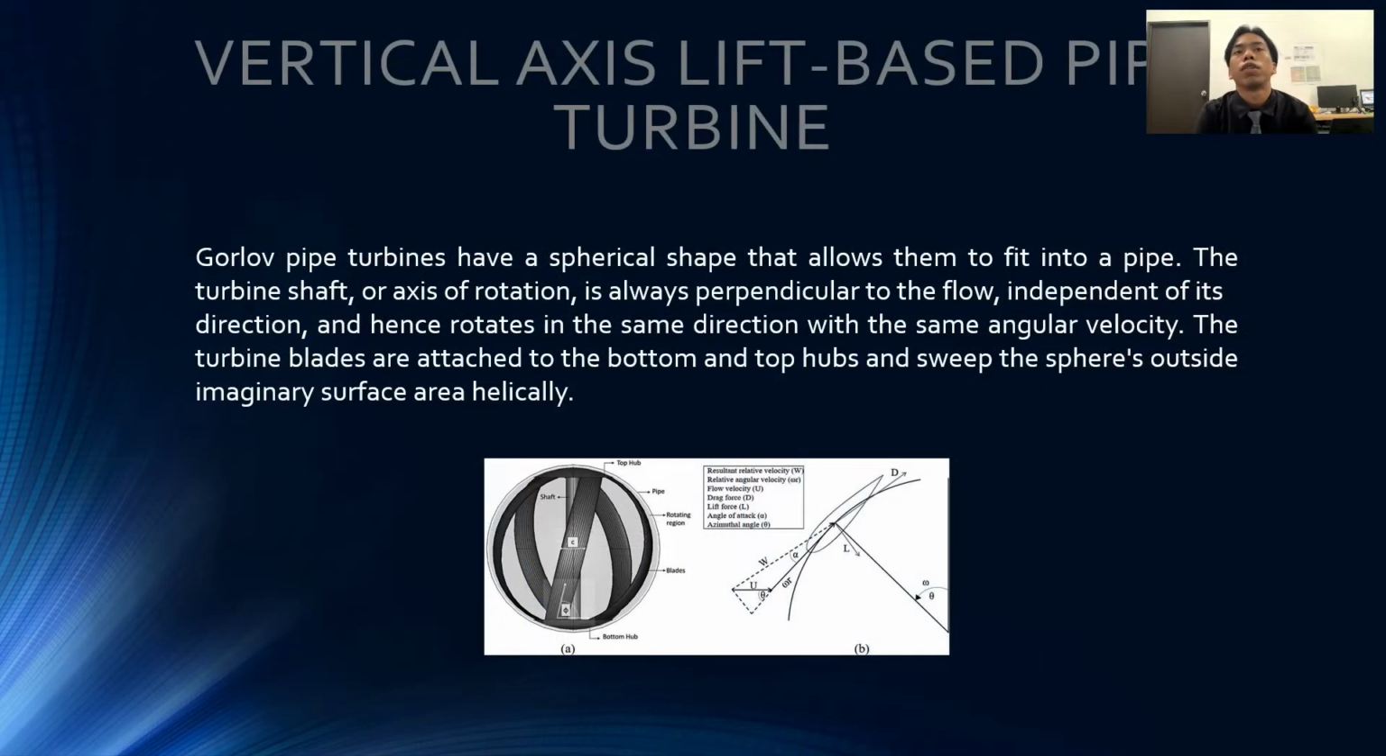Okay, for the vertical axis lift-based pipe turbine, the Ropolf pipe turbine has a spherical shape that allows it to fit into a pipe. The turbine shaft or axis of rotation is always perpendicular to the flow, independent of its direction, and hence rotates in the same direction with the same angular velocity. The turbine blades are attached to the bottom and top hubs and sweep the sphere's outside imaginary surface area helically.